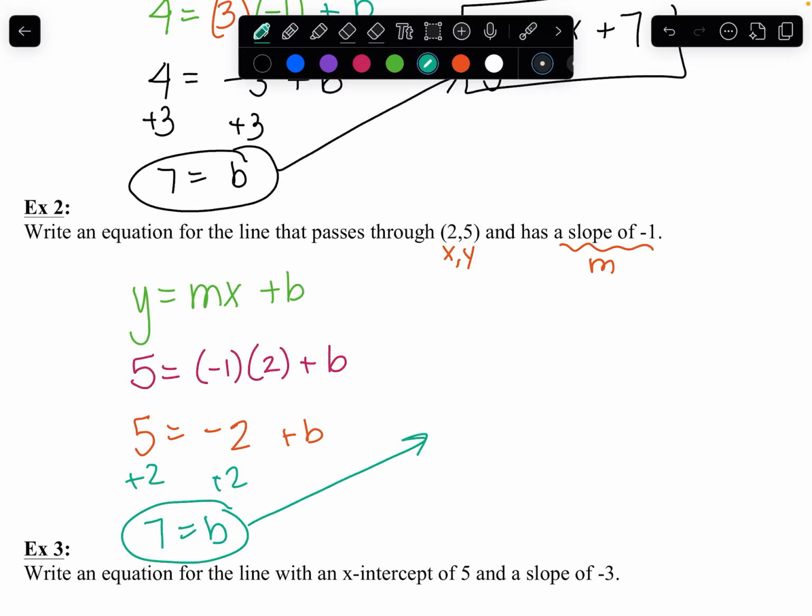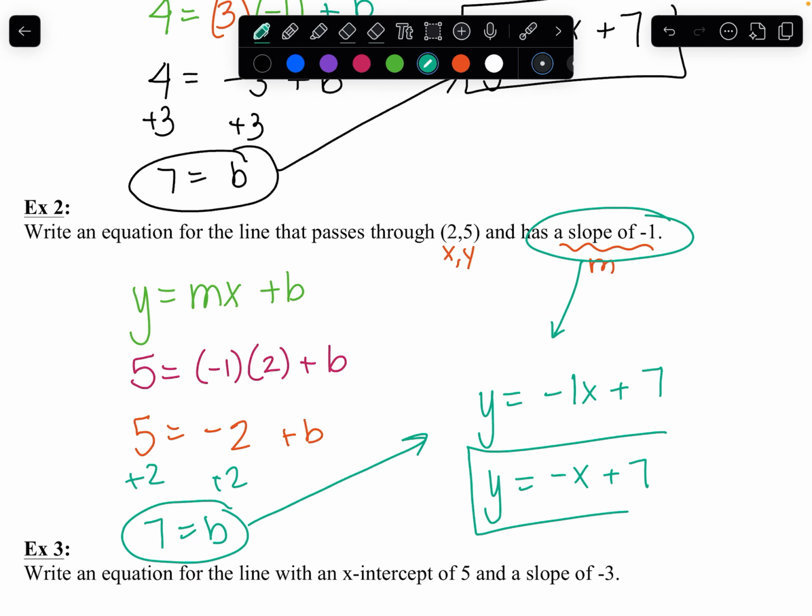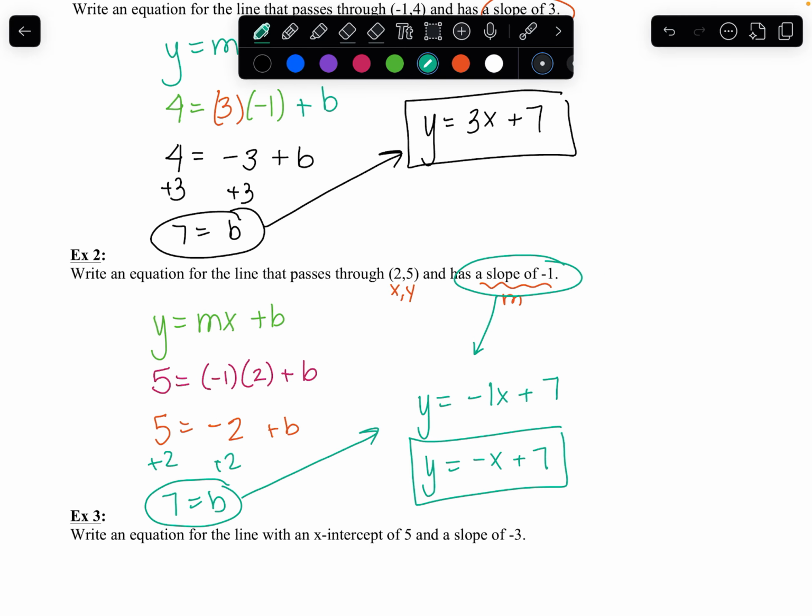So now that I have my y-intercept, and again I have my slope, we would get y equals -1x plus 7. Again, we don't really need that 1 out in front. And so there we go.